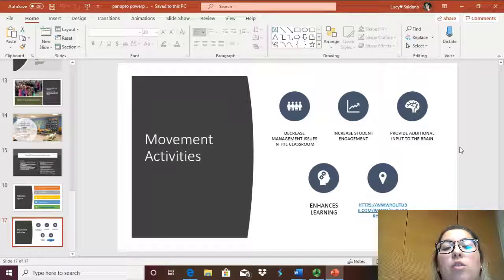Movement activities also help provide additional input to the brain. So this is helping the student's brain, and it enhances the learning. There are different movement activities you can include in the classroom. Maybe do them as a group or as individuals. Maybe stand up and give high fives to the students next to you. I'm going to show you guys a video of movement activities that can be used in the classroom.